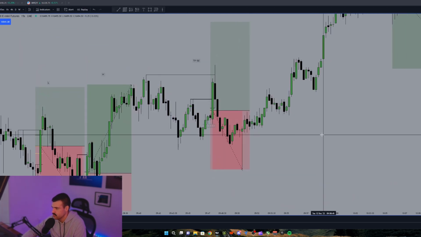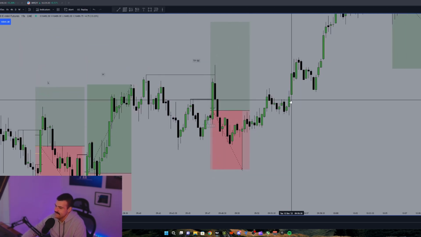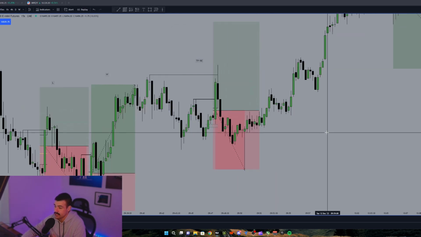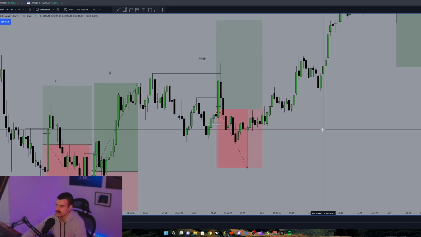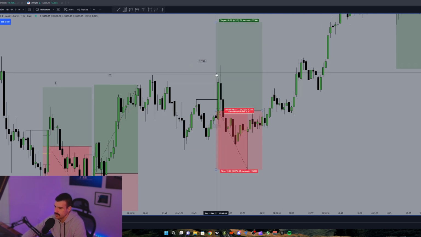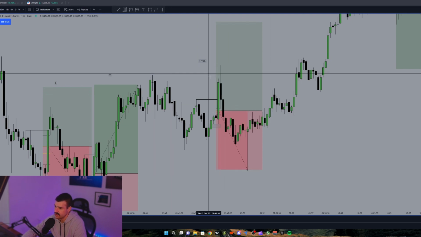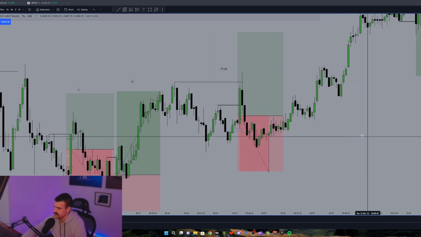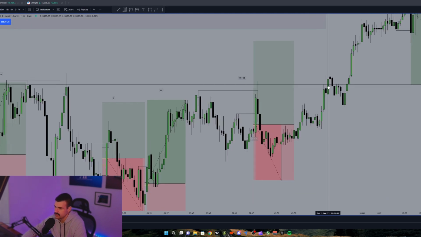And then this next one was questionable. I personally didn't take this because there were 2 reasons. I actually did have a limit placed right up here, but once we wicked off this high right here, I saw that reaction. I was like, no, I'm going to wait for the next setup because this isn't super high probable, for 2 reasons.